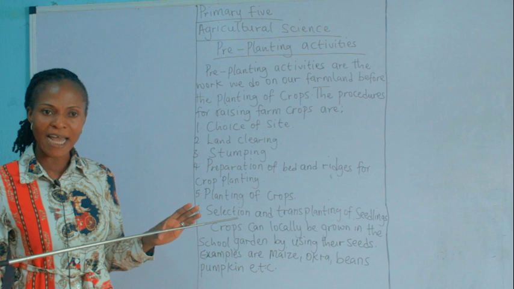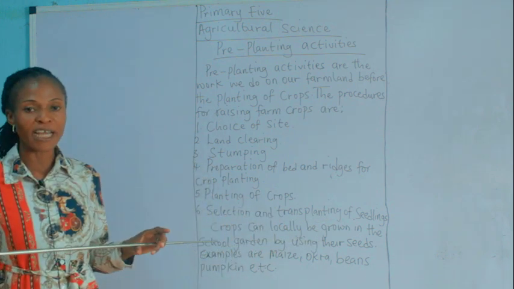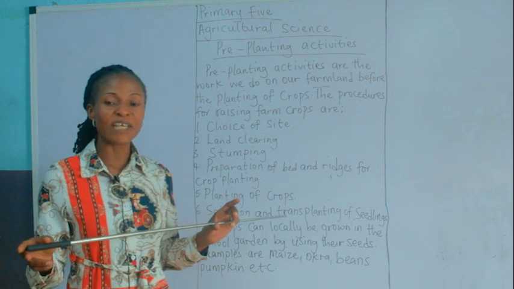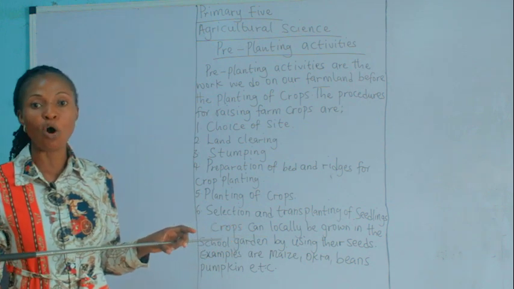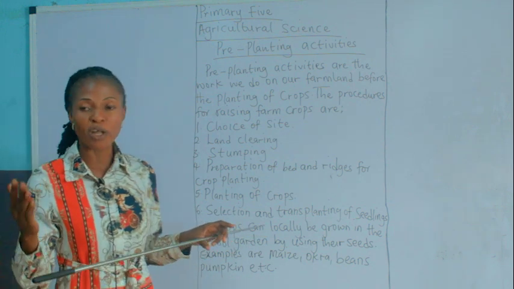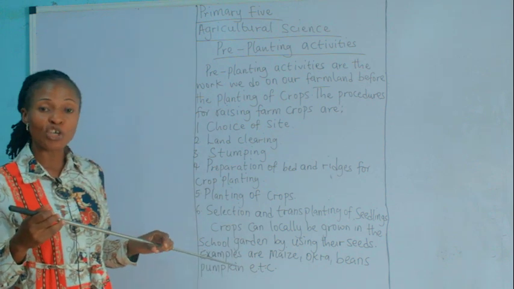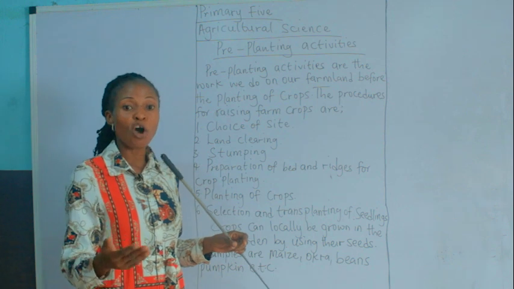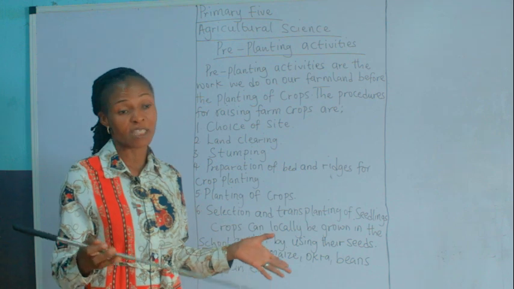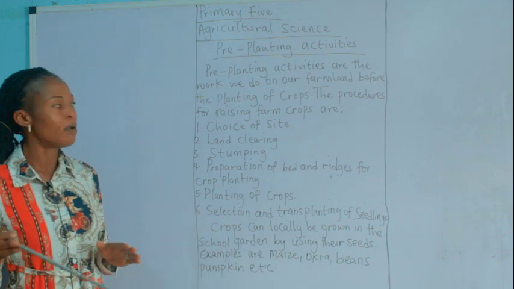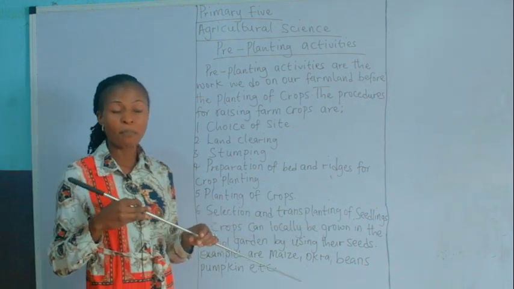What are pre-planting activities? The word pre means before. And having that as a knowledge, we say pre-planting activities are the work we do on our farmland before the planting of crops. And there are procedures to planting of crops. You don't just get a farmland and all of a sudden, oh, I've seen a farmland, you just start planting. No, there are procedures before planting. So these are the procedures we'll be looking at this morning.